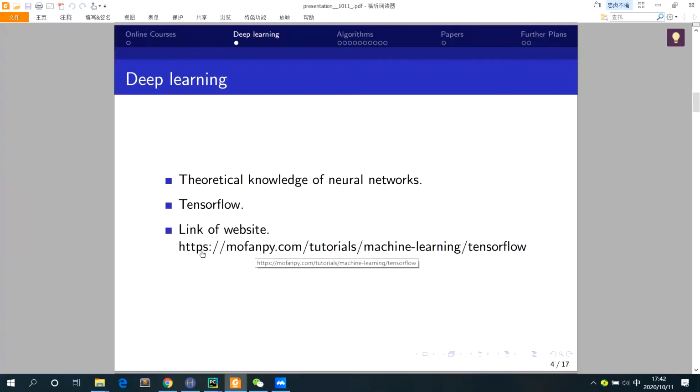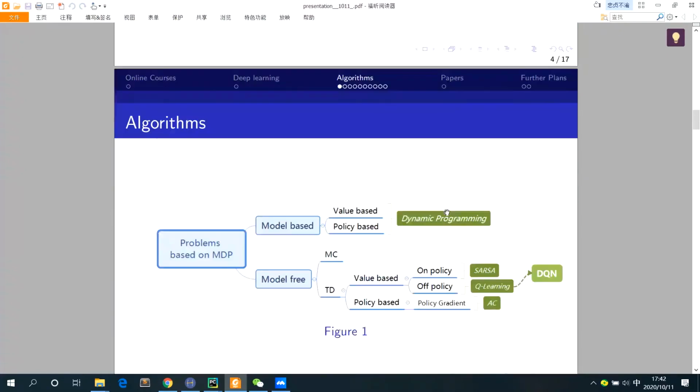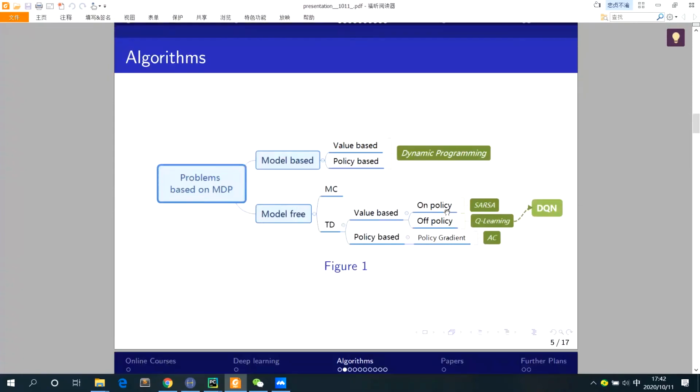Next, I will introduce the algorithm. Here is a picture of almost all basic algorithms of reinforcement learning. Last month, I concentrated on Deep Q network and policy gradient. Deep Q network is based on the Q-learning algorithm, and here we use a neural network to approximate the Q-value function.